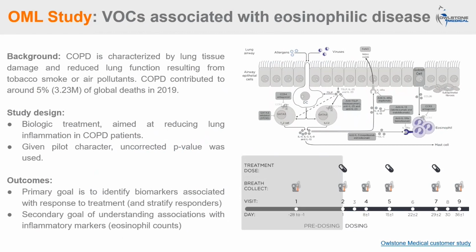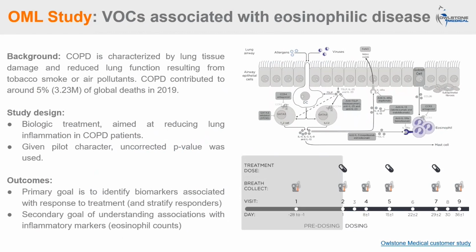COPD is characterized by lung tissue damage and reduced lung function resulting from tobacco smoke or air pollutants. The eosinophils activated by stimuli such as interleukin-4, interleukin-5, and interleukin-9 within the lungs can release tissue-damaging granule proteins and oxygen-free radicals, which together orchestrate bronchial inflammation and cause severe damage to the lung epithelium. The chronic disease is the 3rd leading cause of death worldwide, causing 3.23 million deaths in 2019.